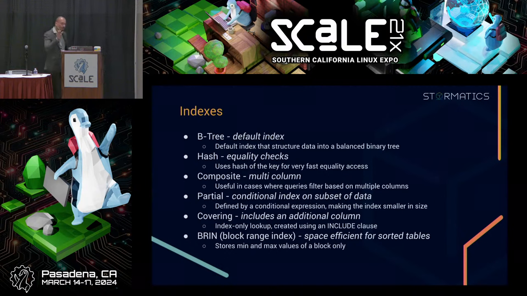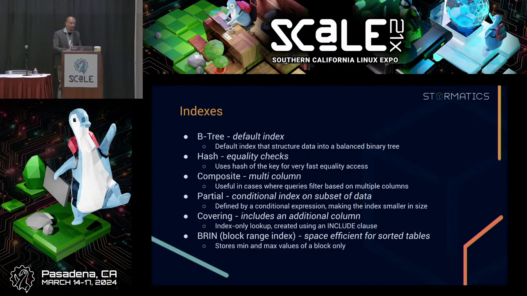If you include B and C in your covering index, what Postgres will help you do is when you query that particular table using the index, it will retrieve data from the index, not from the table, thereby saving you time and giving you better performance.